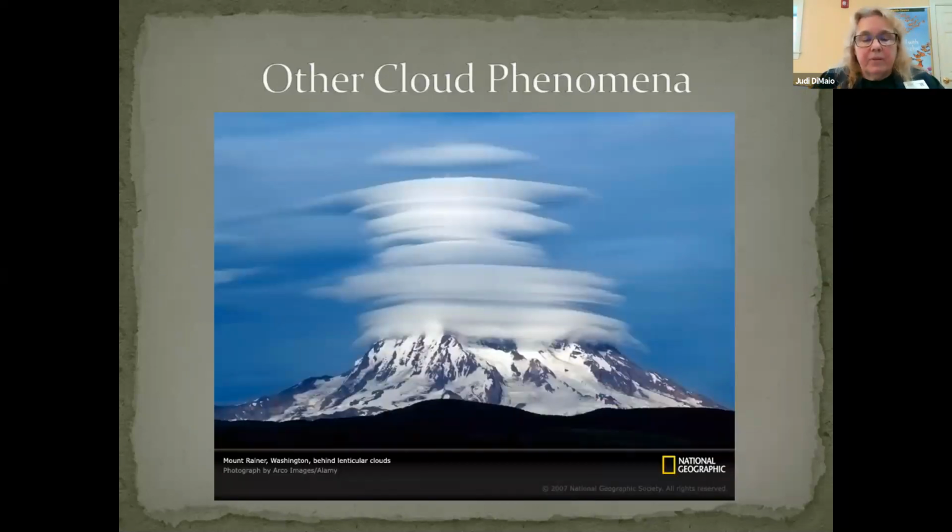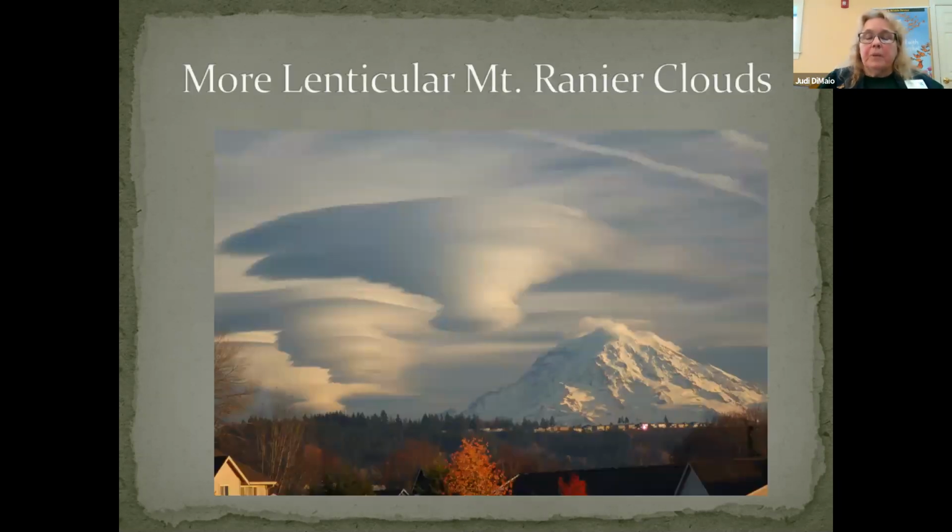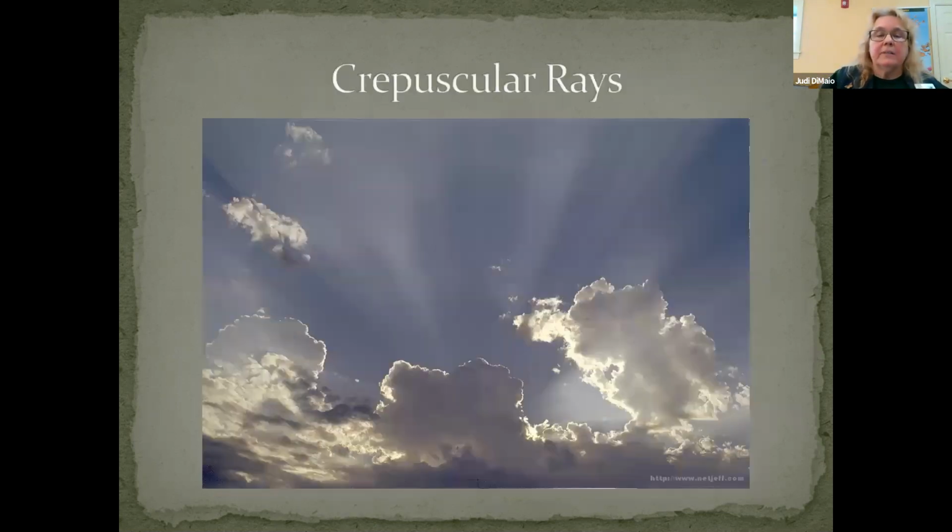I don't know if anybody's ever seen these. This is Mount Rainier. They're called lenticular clouds, and they form a certain way, but only around mountains. There's some more. People have reported them as UFOs. In fact, the first UFO ever reported was actually a lenticular cloud in Alaska.